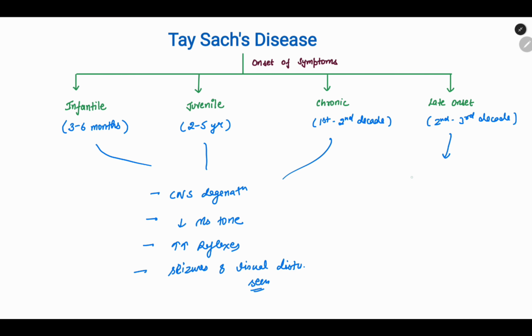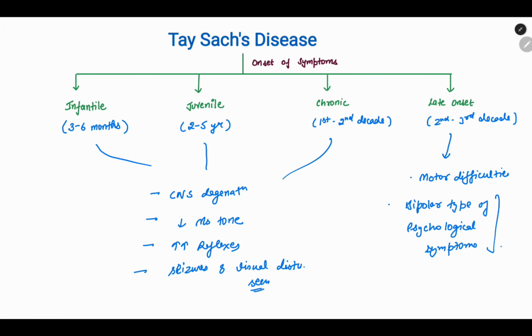And the late onset type is characterized by motor difficulties, and also bipolar type psychological symptoms. So this was all about the onset of symptoms in Tay-Sachs disease.